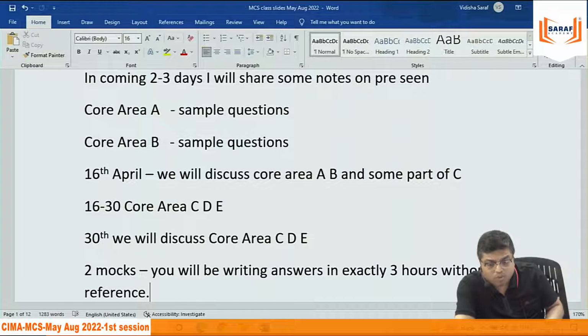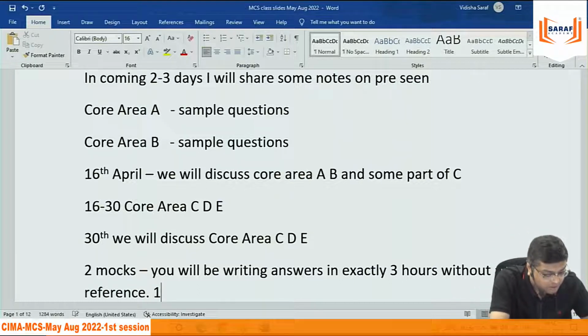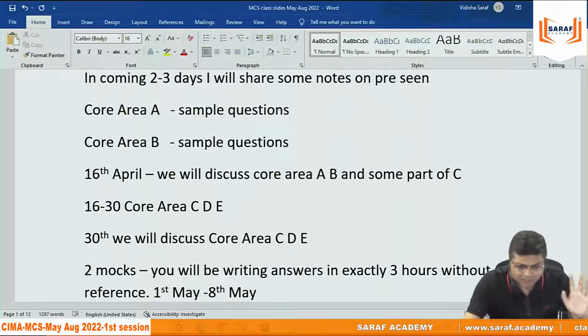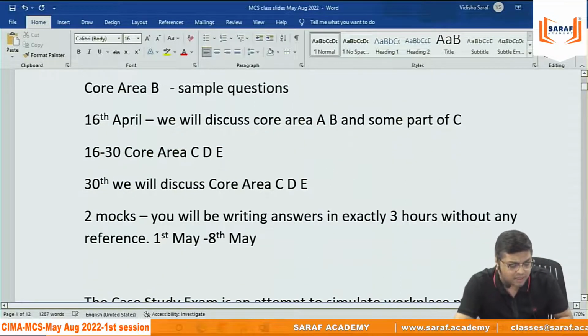By doing the two mock papers in exactly 3 hours each, not on the same day, with a gap. Say after 4 days, one paper, another 4 days later, one paper. So you will be doing two mock papers to analyze your comfort level, to analyze your weak areas. And during that time, you will be covering your weak areas. This can be done from 1st May till say 8th of May. I'm hypothetically taking maybe 1 or 2 days here.